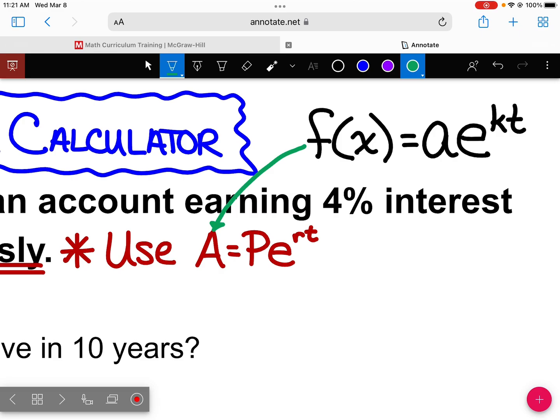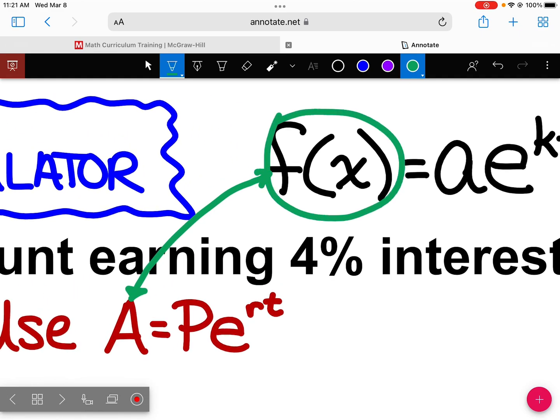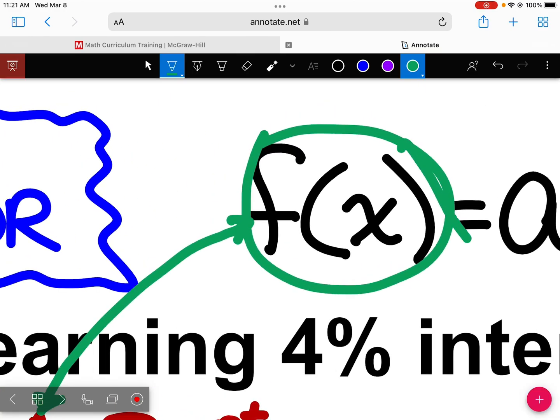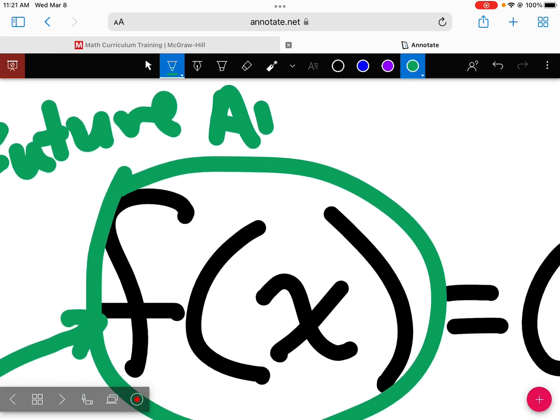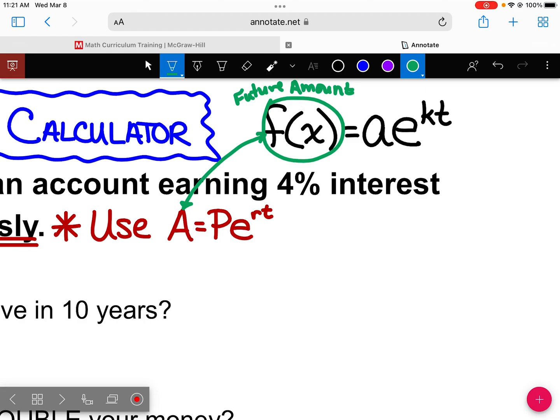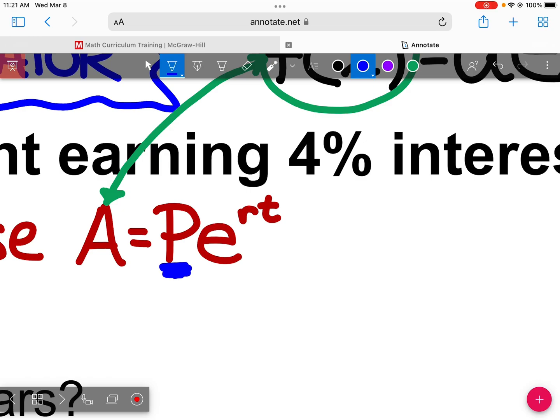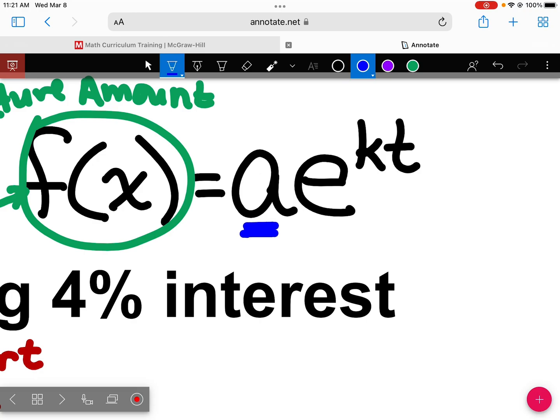These pieces right here, the A and the f of x, mean some future amount of money or some future population. So on our exponential growth formula for populations, that's represented by f of x. Here it's represented by that capital A. What does the P here mean again? Why did they use the letter P? It means principal. What is principal? The starting amount. Up here in this formula, they use a lowercase a, but in both cases, that means our starting amount.